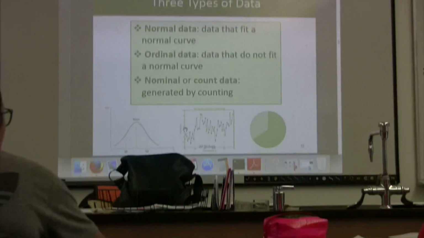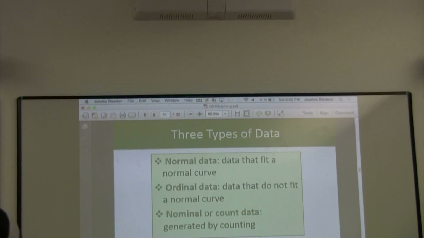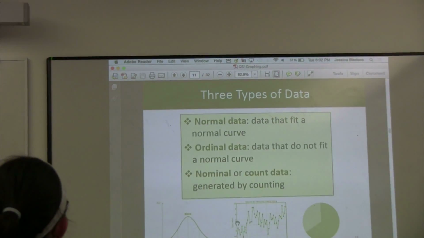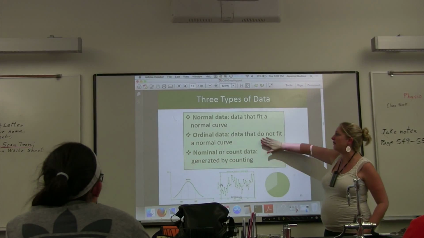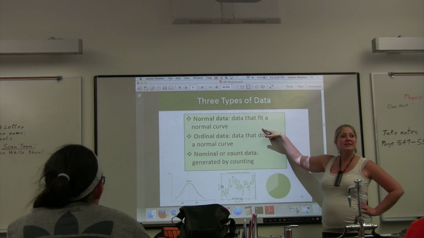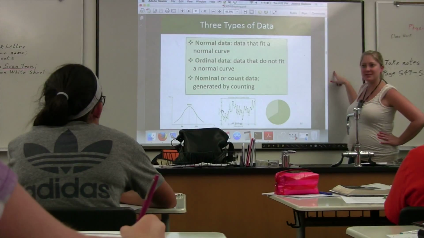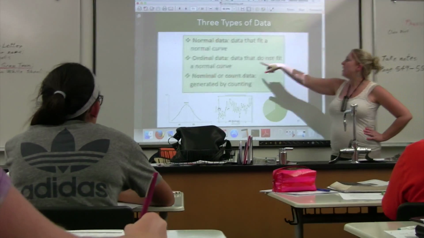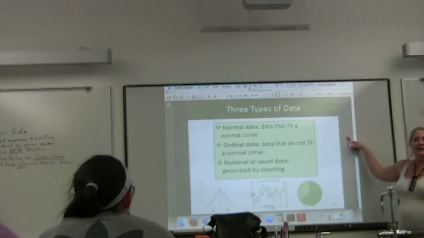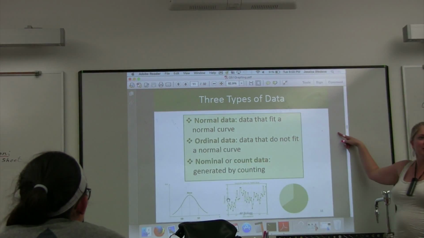Okay, 3 types of data. You have normal data, ordinal data, nominal or count data. So here, this is the 3 types and how it will fit. Normal data, data that fit in a normal curve. Skin colors, heights, test scores. Feel me? Okay. Ordinal data, data that do not fit in a normal curve, like amount of freckles on human X versus amount of freckles on human Y.